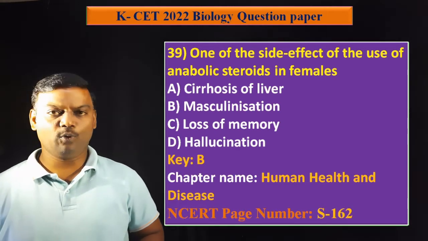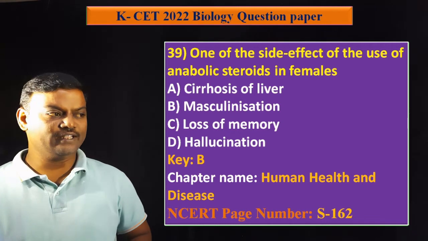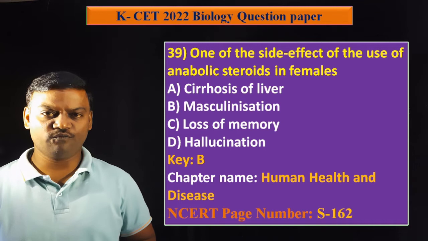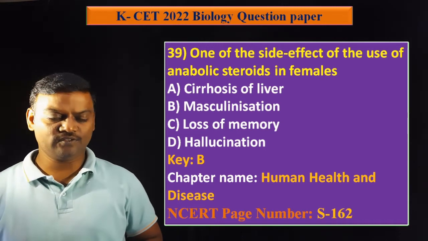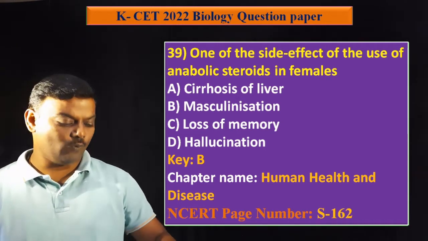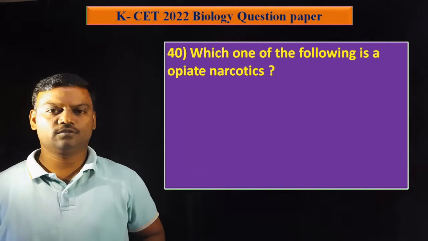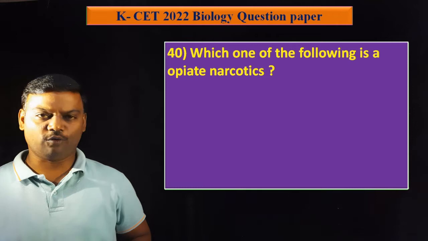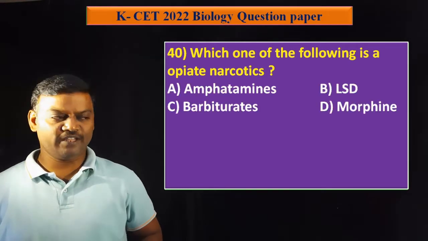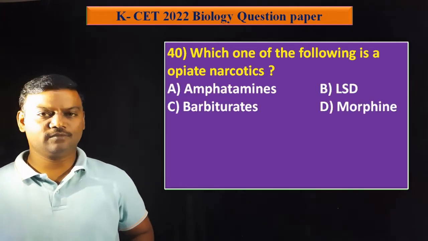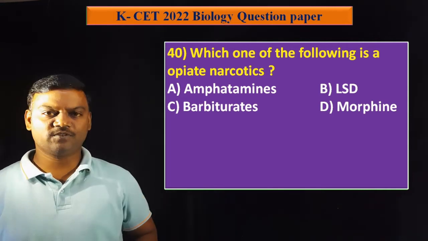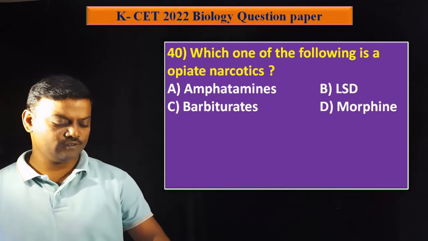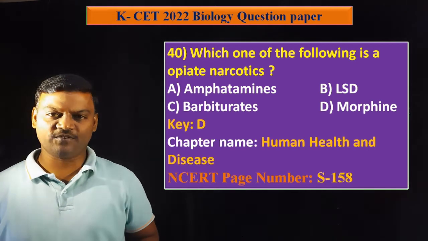So due to anabolic steroids in female, there is an effect called masculinization. It is a question from Human Health and Diseases, NCERT page number 162. Question number 40. Which one of the following is opiate of narcotics? Option A, amphetamine. Option B, LSD. Option C, barbiturate. Option D, morphine. In this, the correct answer is option D.